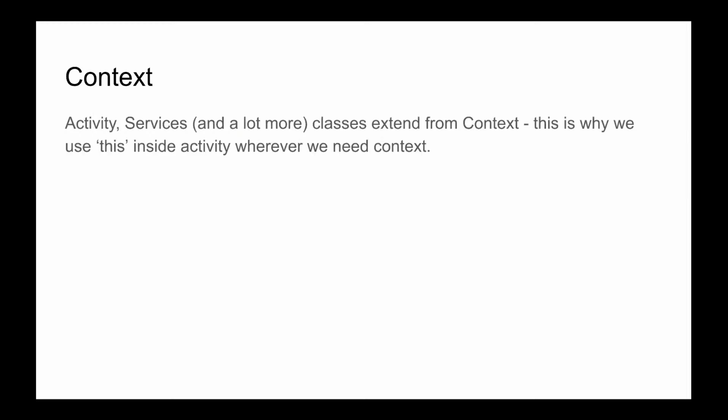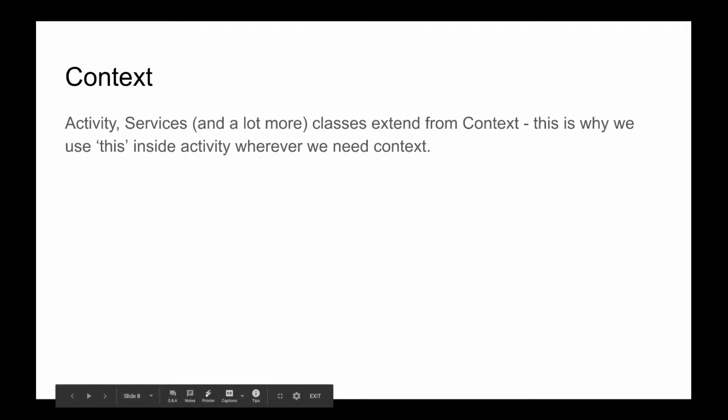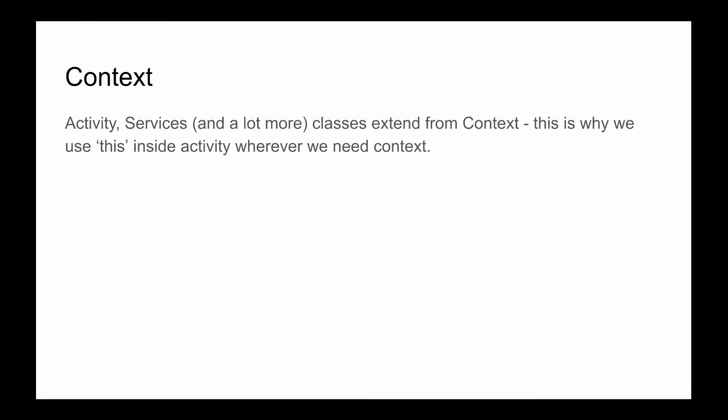So where all do you have context actually? Activities, services, and there are like 60-plus classes that actually extend context. They don't have context in them, they actually extend from context. That is why inside an activity, wherever we need a context, we just give the this reference, because activities by default extend context.